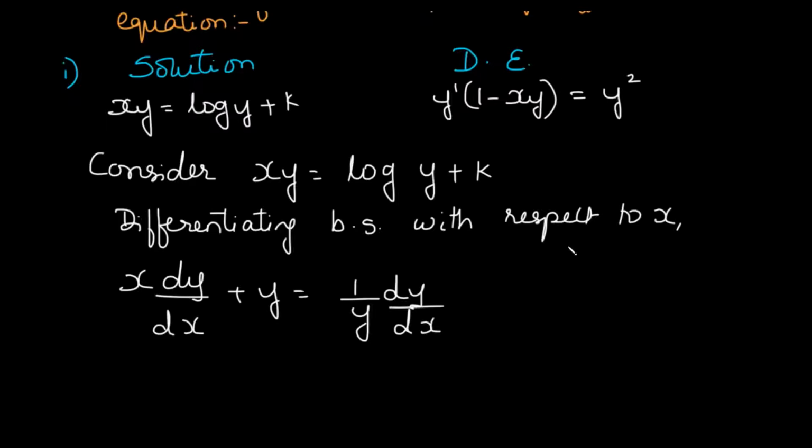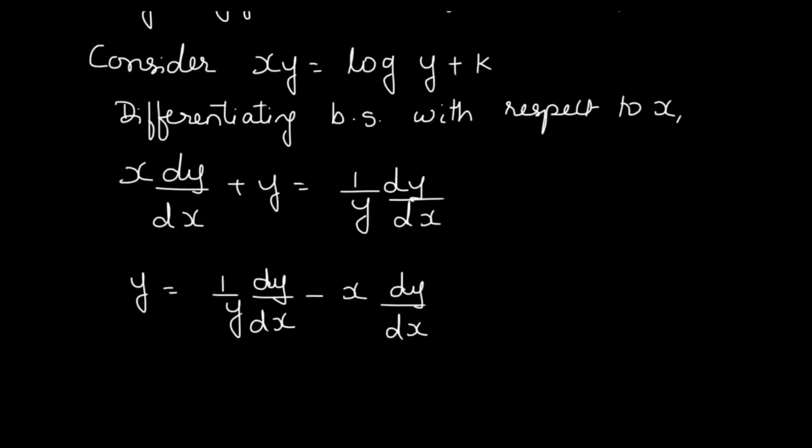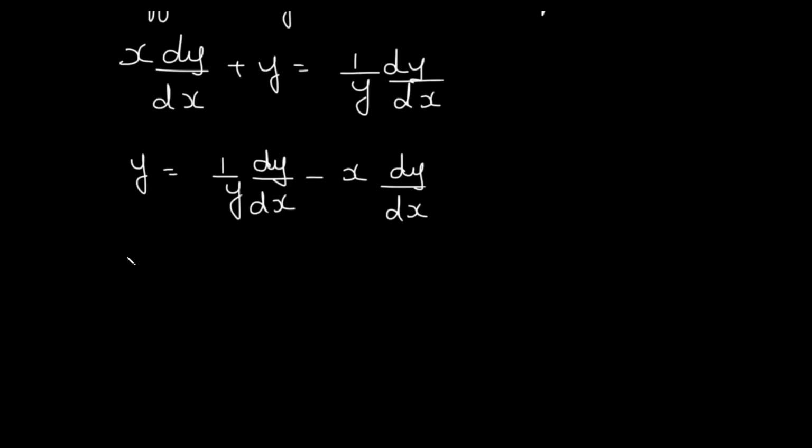Then in this case, just like how we solved implicit functions in the third chapter, we are going to take all the dy by dx containing terms to one side. So therefore, we are going to get y = (1 upon y) dy by dx minus x dy by dx. Then we can take the dy by dx term common. So y = dy by dx, taking it common, into (1 upon y minus x).